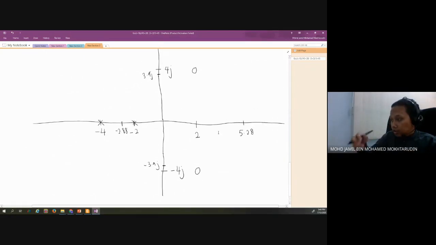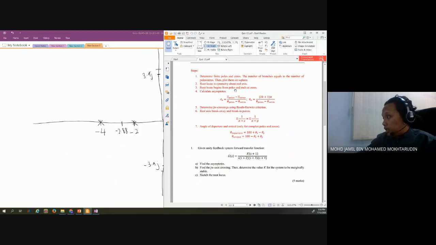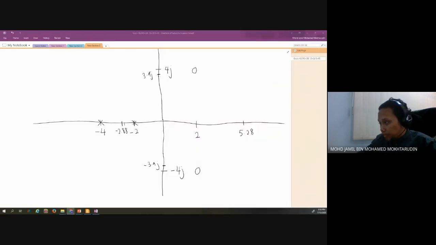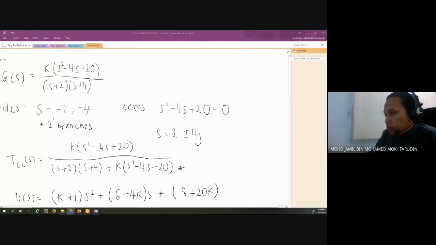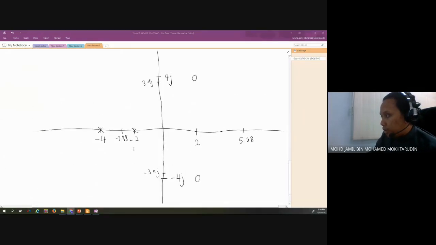So we can sketch the root locus. If you look at the rules, it must start at poles and end at zeros. That's the first rule. The second rule is that it must be symmetric about the real axis. So your root locus must start from this x and go to the zero here. And you also know from rule number 1 that there are two branches. So there are 2 branches that start from the poles and go to the zeros.